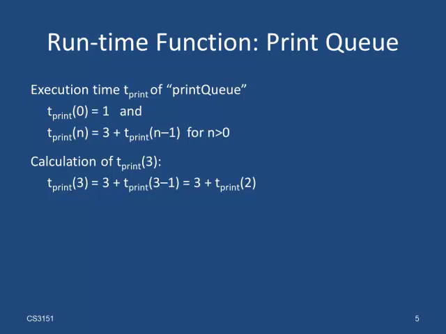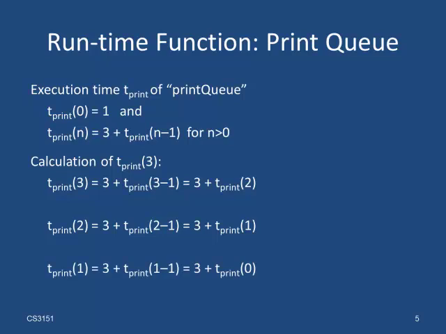So tprint of 3 is equal to 3 plus tprint of 3 minus 1, which is 3 plus tprint of 2. Now we have to determine tprint of 2 in order to get the final value of tprint of 3. Tprint of 2 is equal to 3 plus tprint of 2 minus 1, which is 3 plus tprint of 1. Now we need to determine tprint of 1. This way we keep working our way down until we reach tprint of 0, and then finally we get an actual value. So tprint of 1 is equal to 3 plus tprint of 1 minus 1, which is 3 plus tprint of 0. The function specification tells us tprint of 0 is equal to 1.